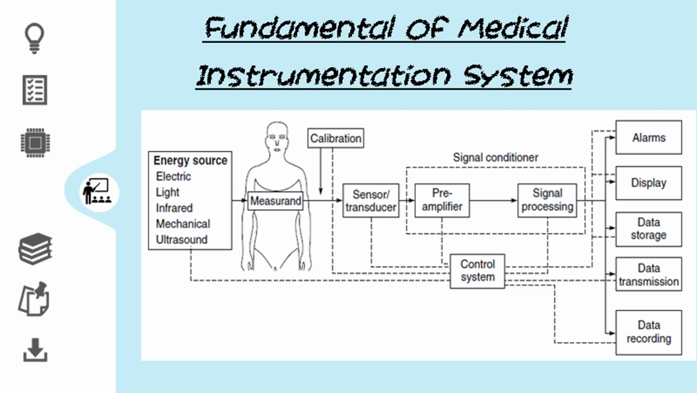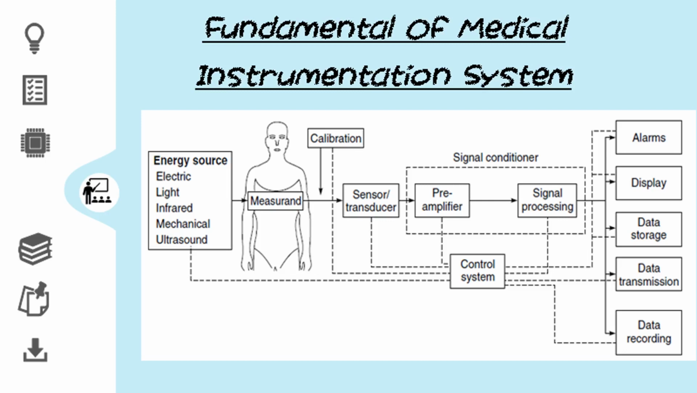This figure shows the basic structure of medical instrumentation. Almost every biomedical instrumentation is comprised of the following functional components: firstly, the energy source, measurand, sensor, signal conditioner, and lastly, a display system. The energy source provides energy to the system. Measurand can be defined as the physical quantity or condition that the instrumentation system measures.